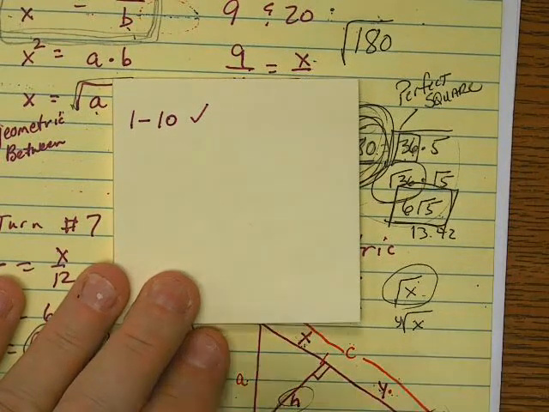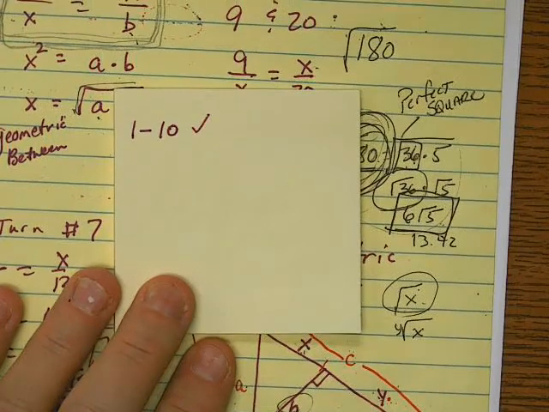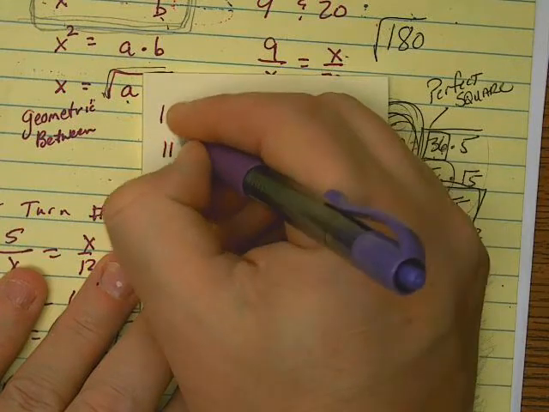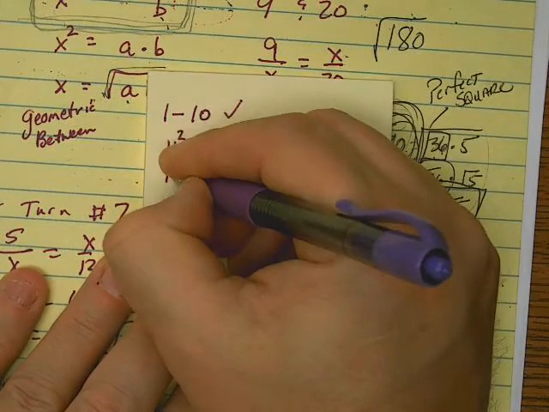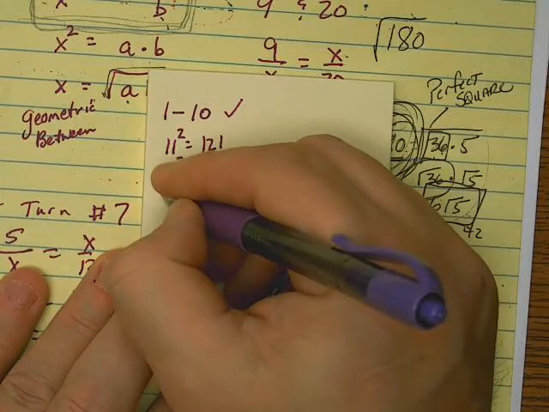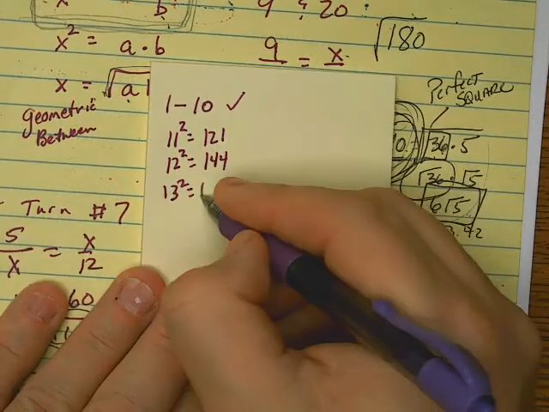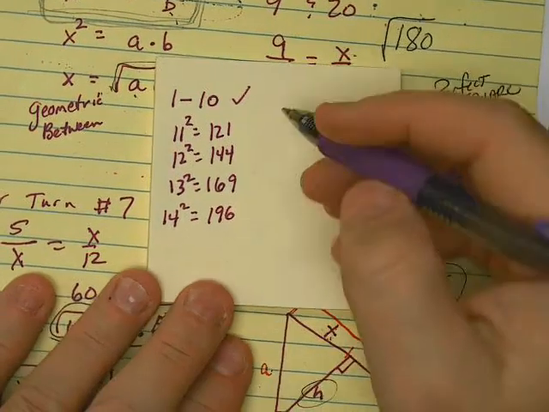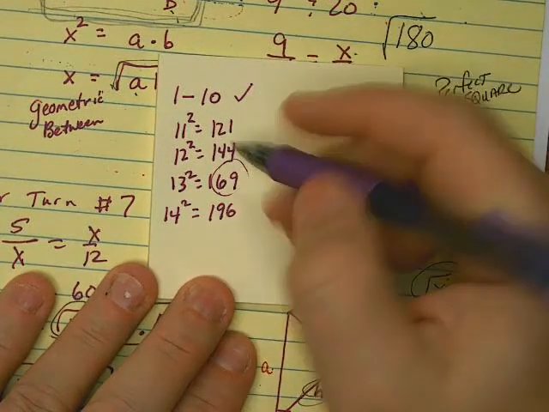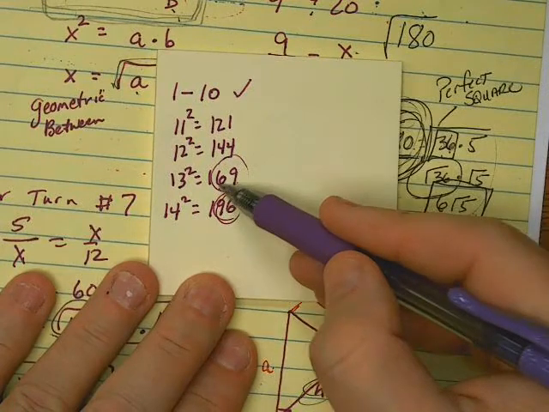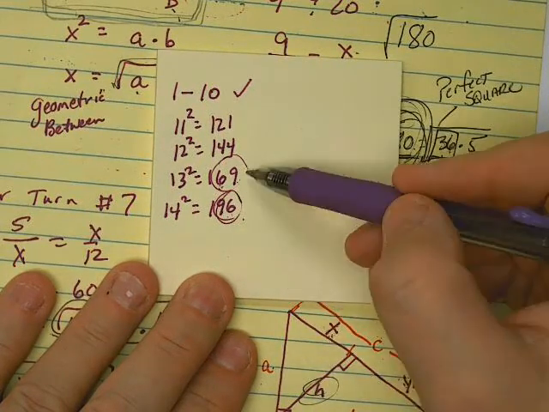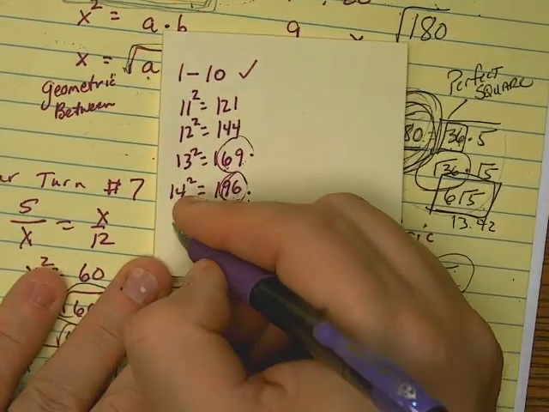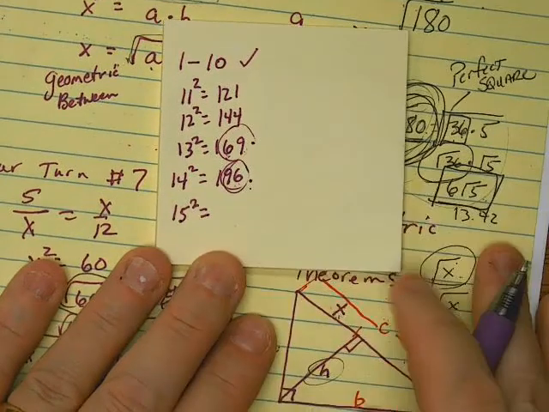I'd recommend that you also become equally as good on 11 through 20. Let's go through them together. 11 squared. 12 squared. 13 squared. 14 squared. Good. A good way to remember that is switch the places of the last 2 digits. If you remember 13 squared, 196.